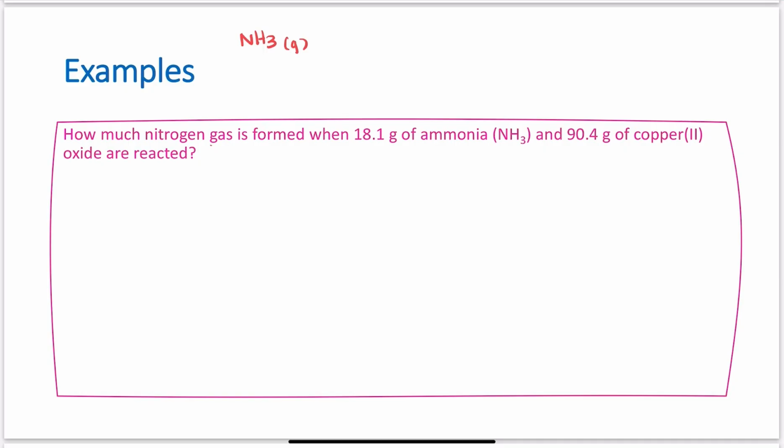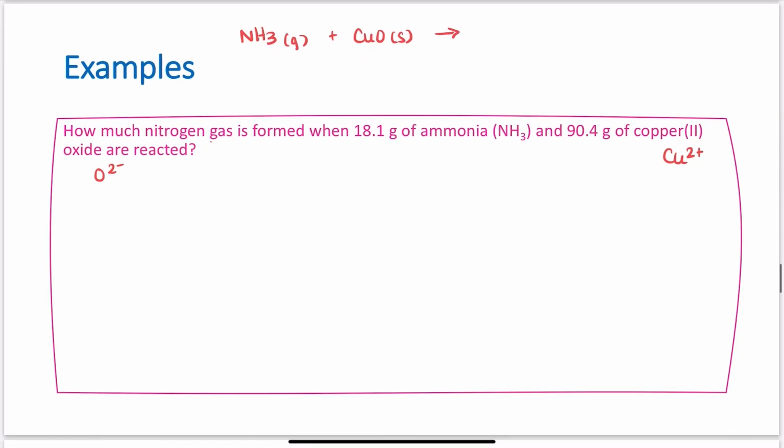So ammonia is going to react with copper 2 oxide. I know that copper 2 means Cu2+, oxide means O2-, so it must be a 1-to-1 ratio. CuO, that will be a solid. And this is going to form nitrogen gas. Nitrogen is one of my diatomics. Solid copper metal, and water vapor.